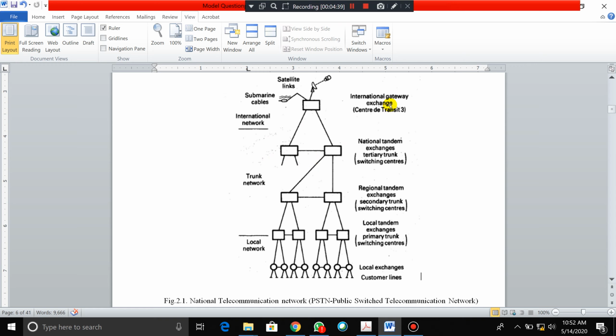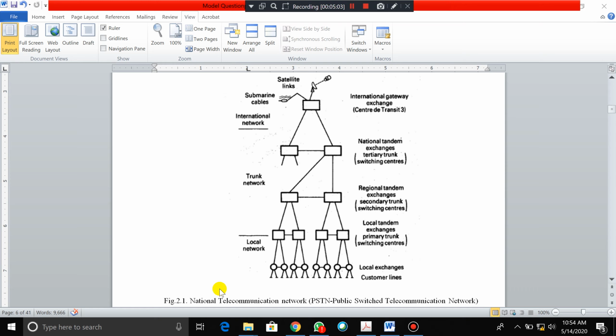For the international gateway, in order to make international communication from one country to another, for contacting USA from India or India to Japan, it is possible by two things: satellite links and submarine cables. That is how the international network happens. Okay.